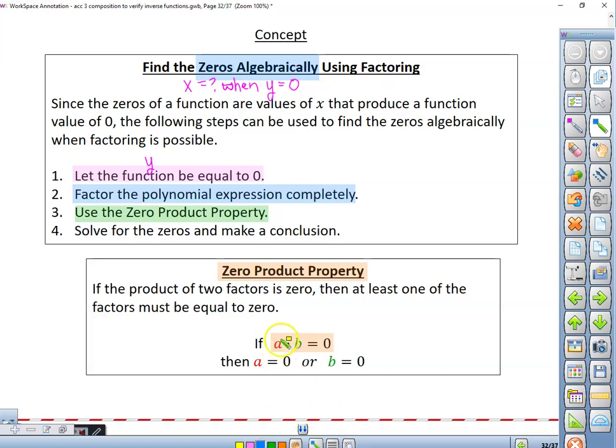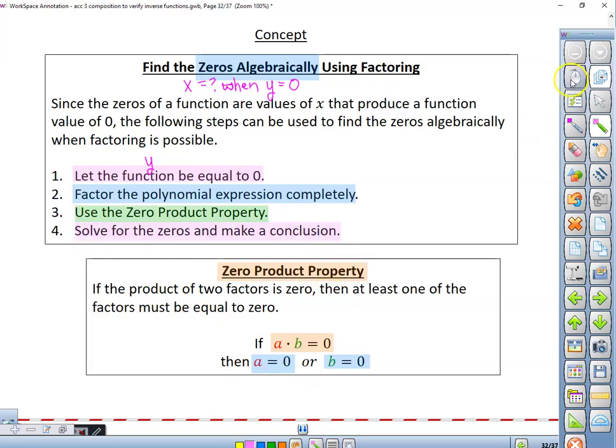So we know that a times b equals 0. Well, in order to get an answer of 0, either the a value has to be equal to 0 or the b value has to be equal to 0. So this is going to allow us to continue to solve for x, because a will be one of our factors, b will be another of our factors involving x, and then we can use basic algebra to solve for the zeros and make our conclusion.